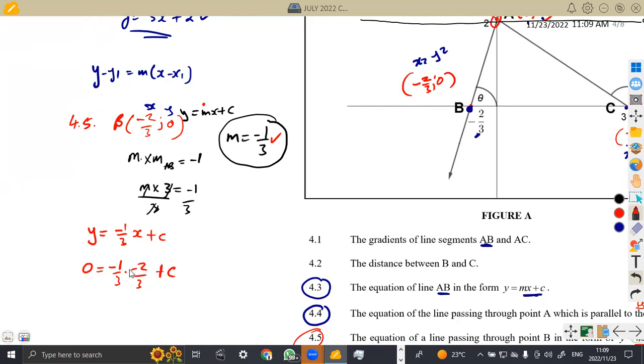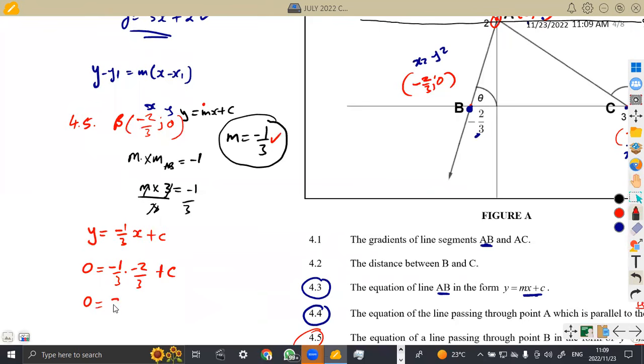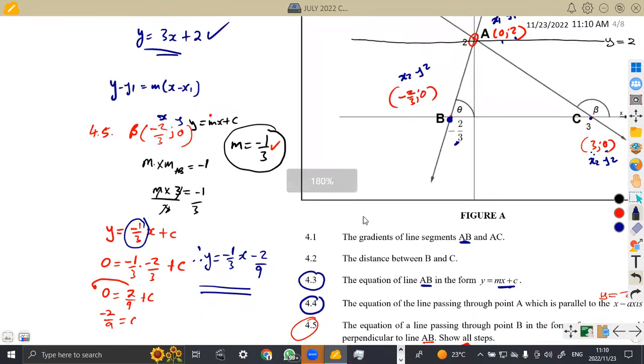So that means we can find the value of c from this one. If you multiply, that's 0 is equal to minus a third times minus 2 over 3. We can multiply directly. This is going to be positive 2 over 3 times 3, that is 9, plus c. So transposing, c is going to be negative 2 over 9. So therefore, the equation is going to be y is equal to mx plus c. Remember, we've got minus a third x plus c. Our c is negative 2 over 9. So this is the equation that we are going to have at the end. So there are so many methods that you can apply to find the equation.